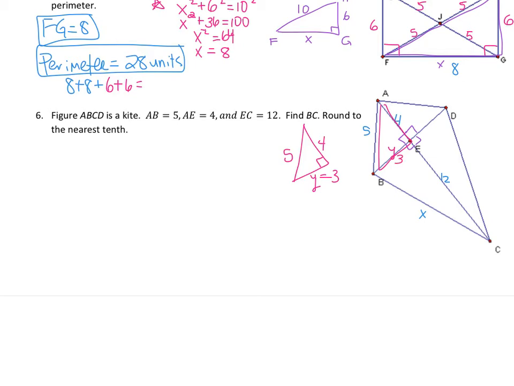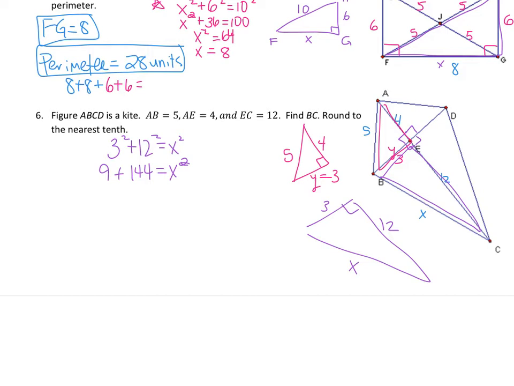So now that I see that, I can use this bigger triangle to set up my last Pythagorean theorem to solve for the x. This is what I have so far. So we did our 3 squared plus 12 squared equals x squared. And then when we combine those together, we get 153 equals our x squared. And remember, we need to take the square root on both sides.